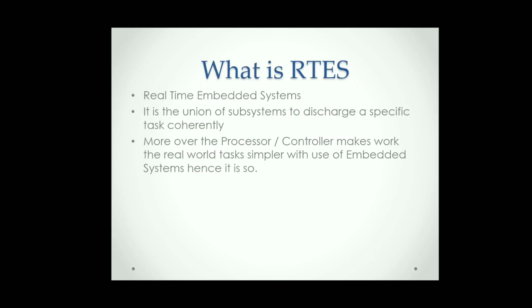So it is the union of subsystems, that is, you may have many systems that you have been working with, the accumulation of all the modules to discharge specific tasks coherently. So your final output may be the combination of many subsystems. That is what real time embedded systems mean. Moreover, in simple language, the processor controller makes real world tasks simpler with the use of embedded systems. Hence, it is called real time embedded systems.